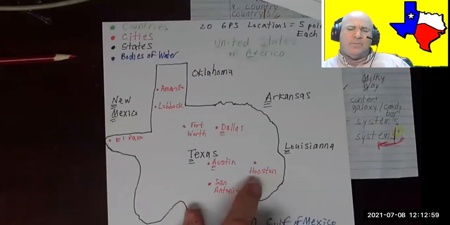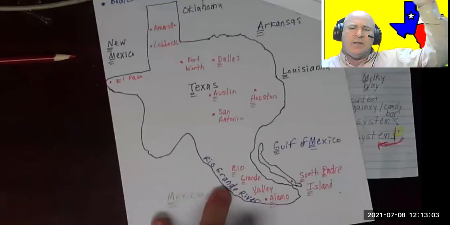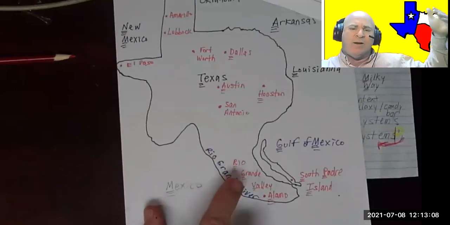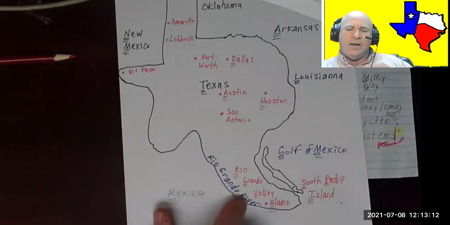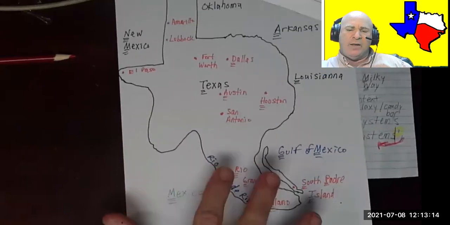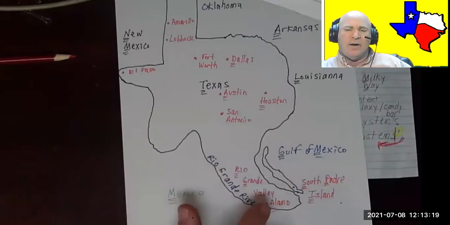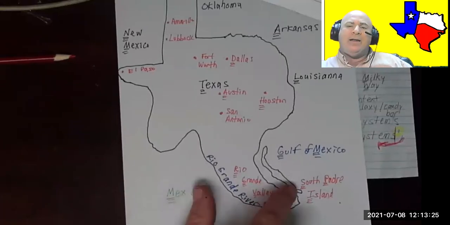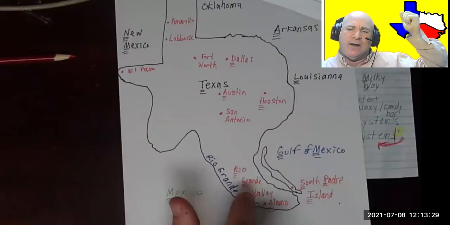Down here at the bottom, we have a section of Texas called the Rio Grande Valley. So when you all ask me where I live, it's in this lower portion of Texas. And if you want to get more specific with GPS, I live in a city called Alamo that's here at the bottom tip.